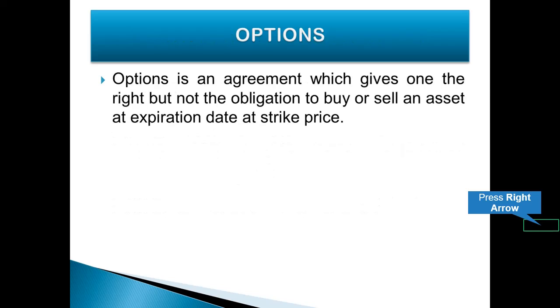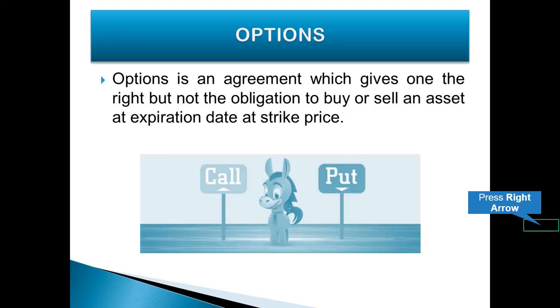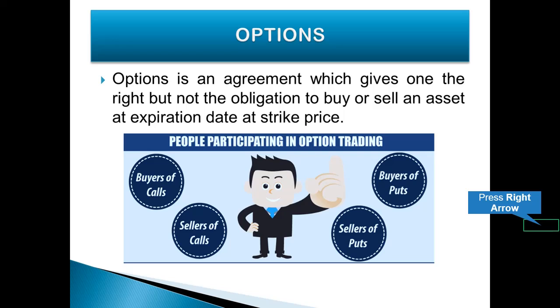What's interesting is the option. An option is an agreement which gives one the right but not the obligation to buy or sell an asset at the expiration date at the strike price. The strike price is already set and the expiration date is already set, but you are not obliged to buy or sell. You have the option to back out. The two popular types are the call option and the put option. People participating in option trading can be of four types: buyers of call options, sellers of call options, buyers of put options, and sellers of put options.